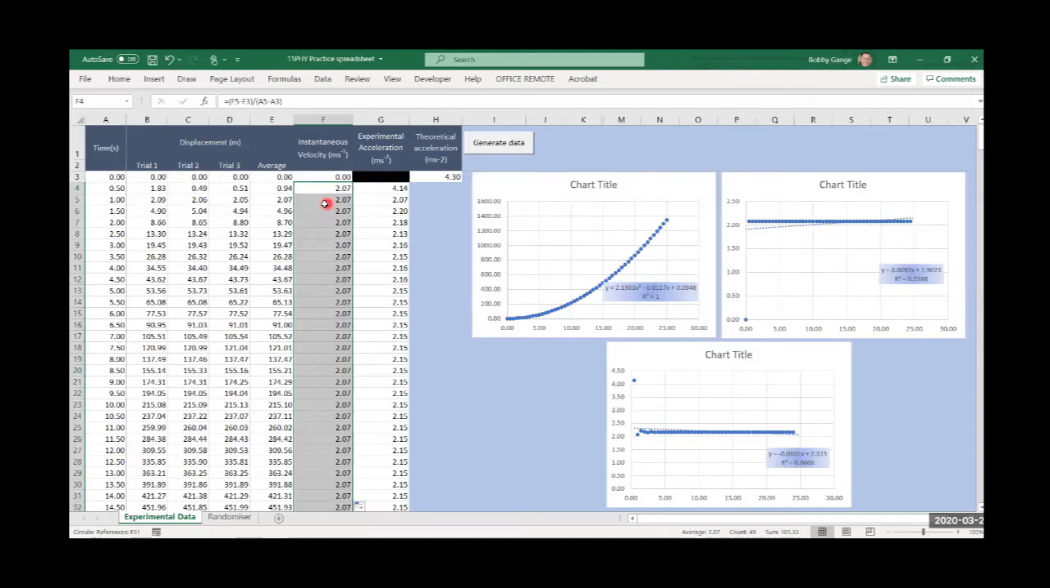Oh, hang on, I've just done something wrong here. Oh, my bad. So give me a second. You put it in the wrong cell, I think. Yeah, it's supposed to be E. This is supposed to be E3.